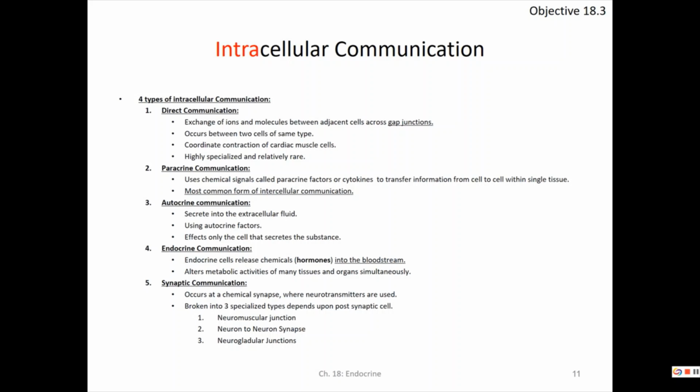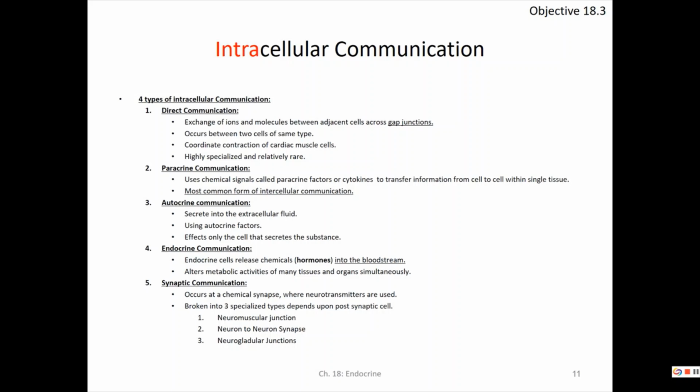Now, synaptic is one you should be familiar with from A&P 1. First, starting out with the neuromuscular junction. Then, secondly, when we did neural tissue, you would have seen chemical synapses there where neurotransmitters are used. For example, acetylcholine released at the neuromuscular junction bound to the nicotinic acetylcholine receptors, allowing sodium to come in, depolarizing the muscle cell.